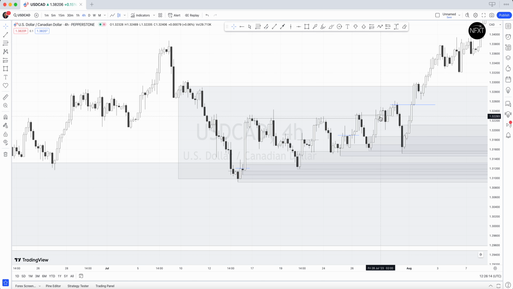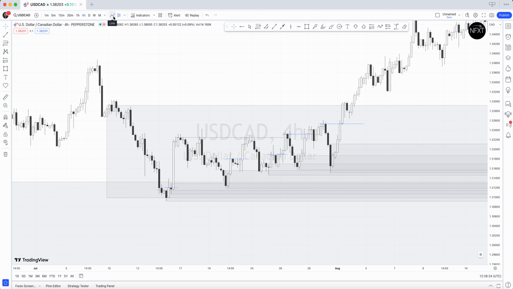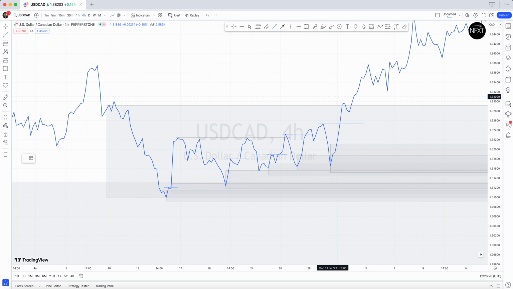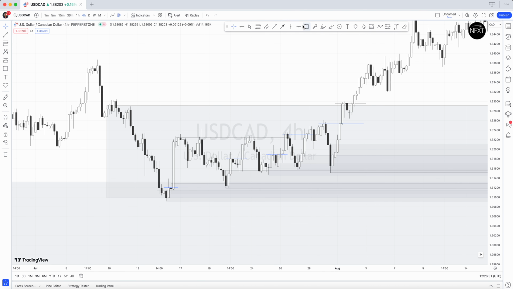Look at this. We had this on the weekly, and now we're doing the exact same thing on the 4-hour, and we're seeing the same thing. Demand is stacking on the way up. So we just continue doing the same thing. This is how you simplify a supply and demand strategy with a line chart.